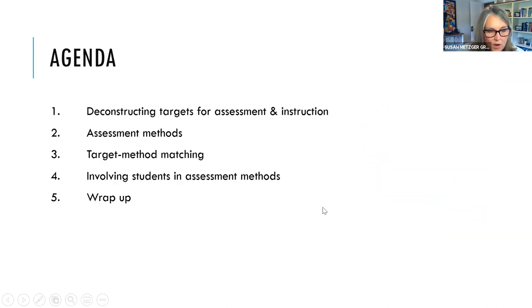And in terms of how I thought we'd organize our time, it kind of matches the learning targets, but we'd start with continuing to deconstruct some targets. I had left you last time with a link to a Google Doc. And I said, if you have time, you can work on this. If not, don't worry. So we're going to start with this and bring us back to the space where we left last time, looking at a real adult education learning target and deconstructing it into its component parts. Then we'll talk about assessment methods, matching targets with methods and involving students.